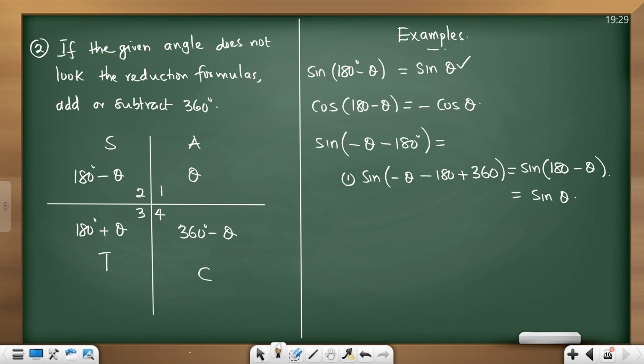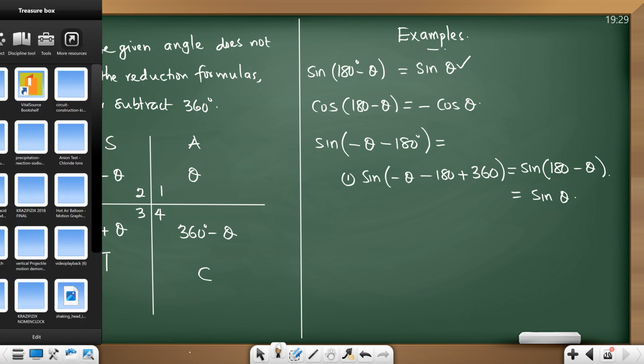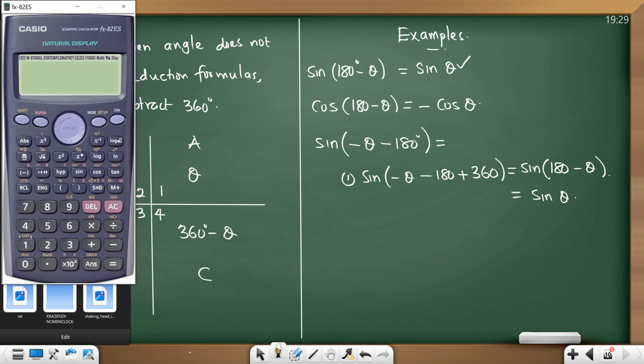My good learners, a learner who is smart will do this. Please check. A learner who is very smart now, grab your calculator. When you use this calculator, you don't even care about the quadrant. Minus 1 minus 180. Wait, 360. What did I say? 360. Okay, yeah, fine. Check this.